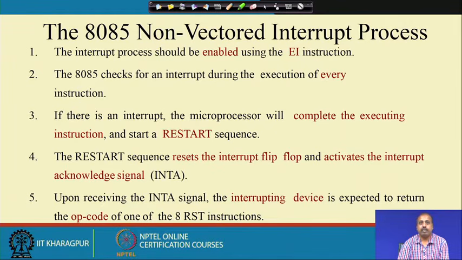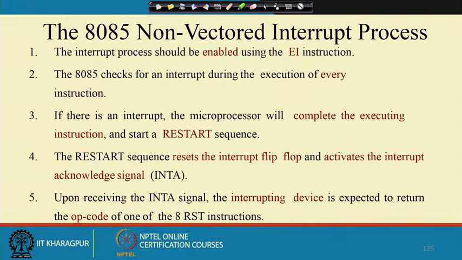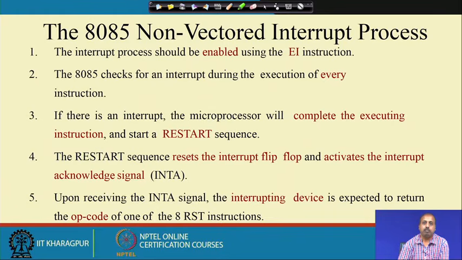In the 8085 processor, how does the interrupt process operate? The interrupt process should be enabled using the EI instruction. The EI instruction must be executed sometime earlier by the processor for the interrupts to be enabled. And the 8085 checks for an interrupt during the execution of every instruction.